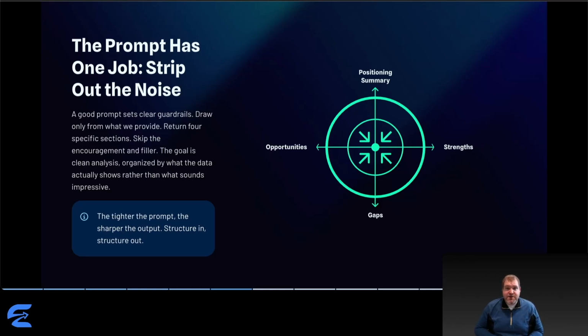We also tell Claude to return exactly four sections: how they position themselves, what they do well, where the gaps are, and where you could stand out. No filler, no encouragement, just organized observations across those four areas. The tighter the prompt, the more useful the output. Structure in, structure out.